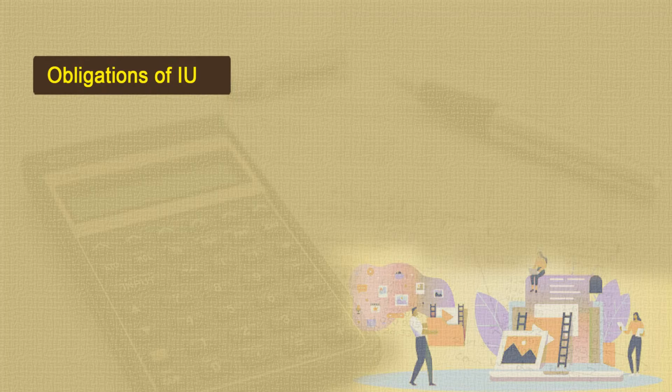An appeal against the order of IBBI may be preferred to the National Company Law Appellate Tribunal within 30 days. The obligations of the information utility are as follows.